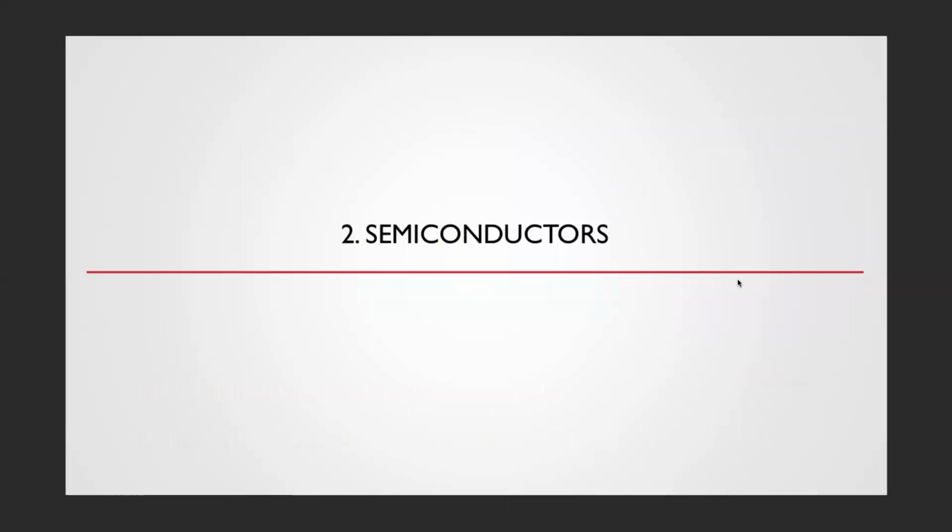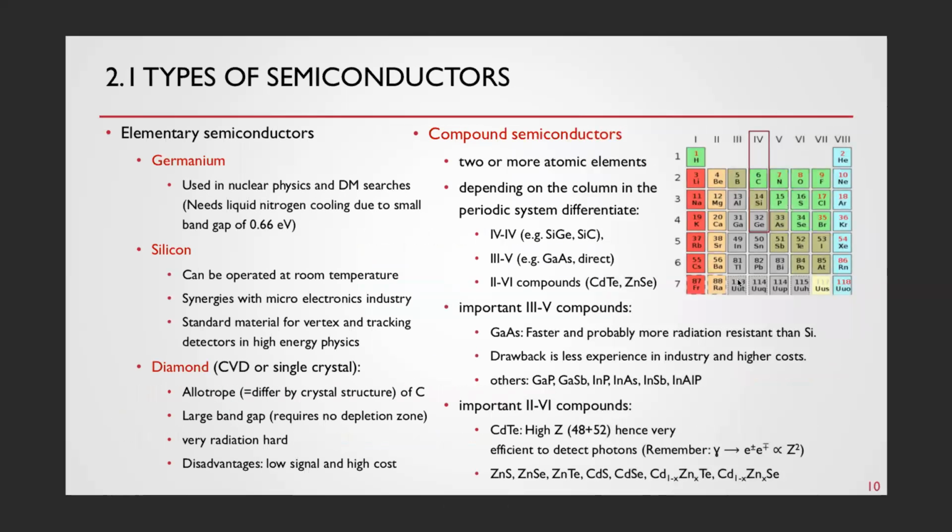Now we talk about the physics of the detector. What types of semiconductors are there? There are elementary semiconductors and there are compound semiconductors. We'll not discuss many of these applications. Most of these are useful only for special purpose electronics not used in colliders. But nevertheless, let me give you some details.